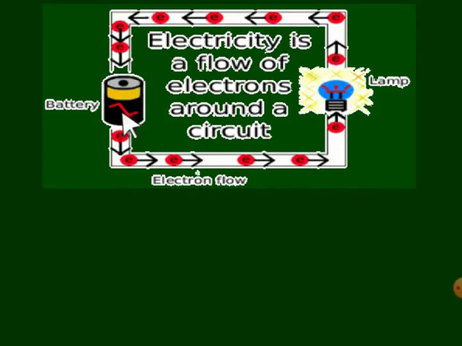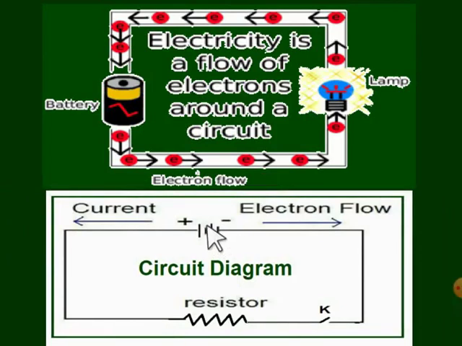Okay, while the motion of electron will be anti-clockwise like this. Got it? So this is the flow of electron, or rather the direction of electron, while the conventional current will be opposite to it. Got it? Let's see the schematic diagram of a circuit here.